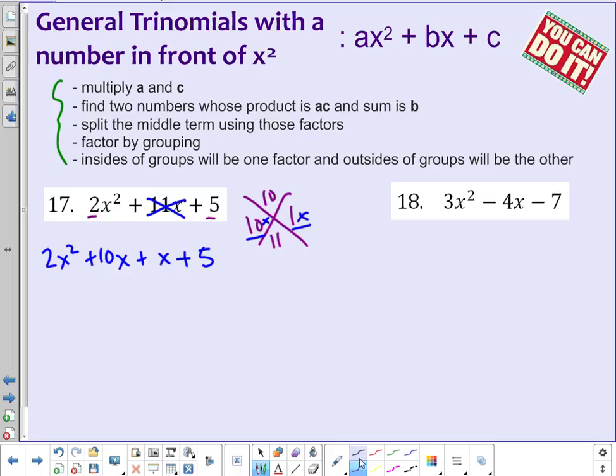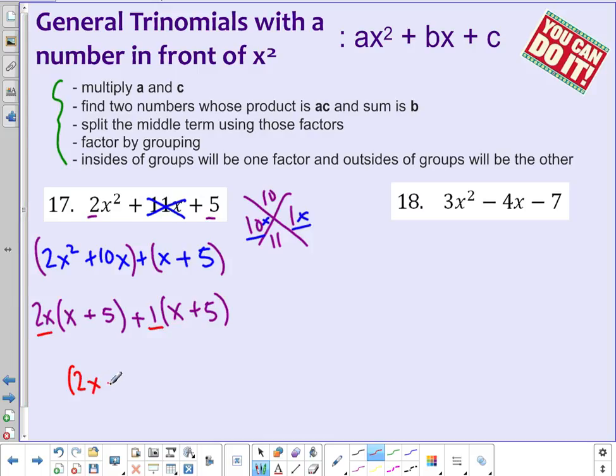Then I factor by grouping. This is where factoring by grouping comes back into play. Group the first two, group the last two, and find the GCF. From 2x squared and 10x, I can take out a 2 and an x. And what's left over after I do that is x plus 5. From x and 5, the only GCF I can take out is a 1. And that leaves me with x plus 5. Then, to write out your factored form, the outsides make one factor, 2x plus 1, and the insides make the other, x plus 5. And that is our factored form of the expression.